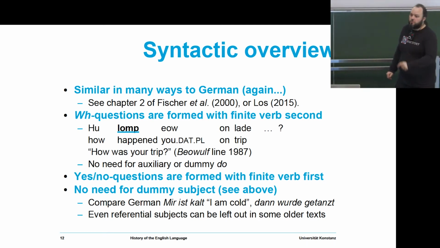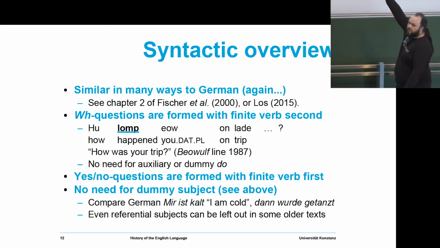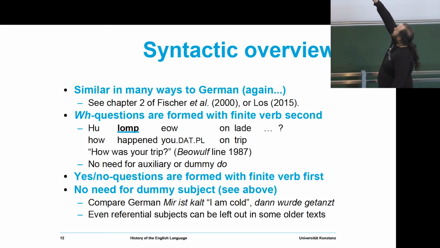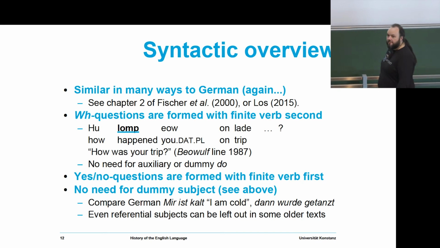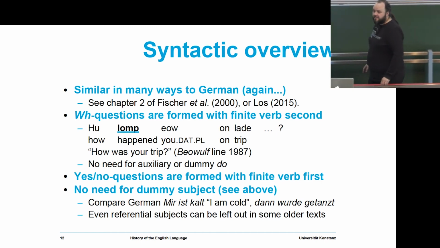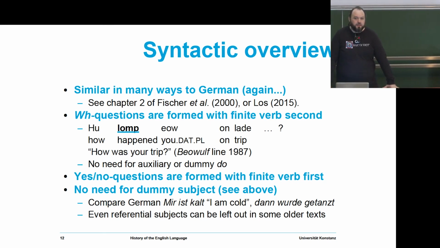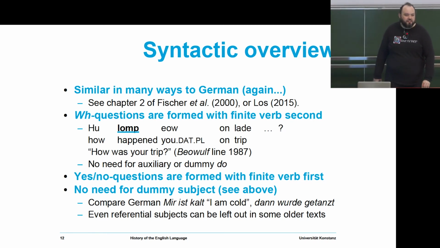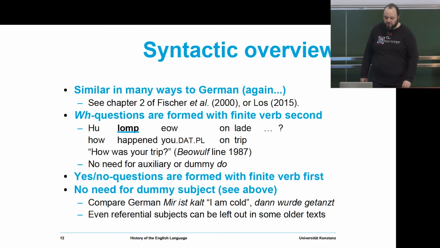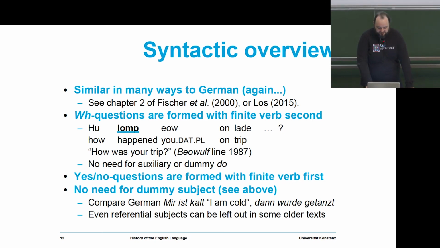And that reminds me why I had this example here. Because this example, hu lomp eo an lade, doesn't have a subject either. We have how, that's just an adjunct. Eo is in the dative case. It's actually probably an object, a recipient object. And then we have a PP, on lade, on trip. So Old English isn't as needy as regards subjects as modern English is. It doesn't have to have expressed subjects in every single sentence like modern English does.